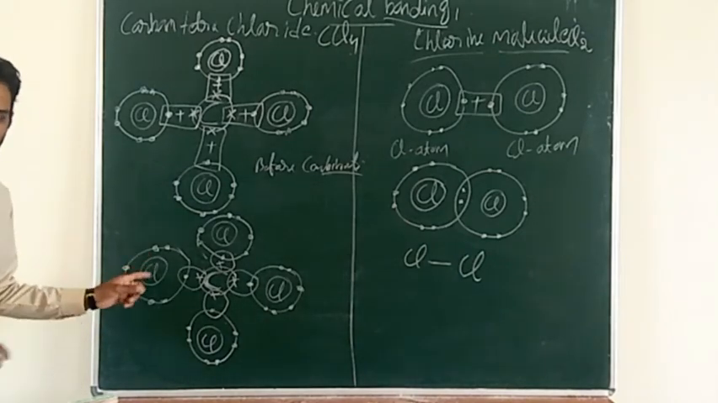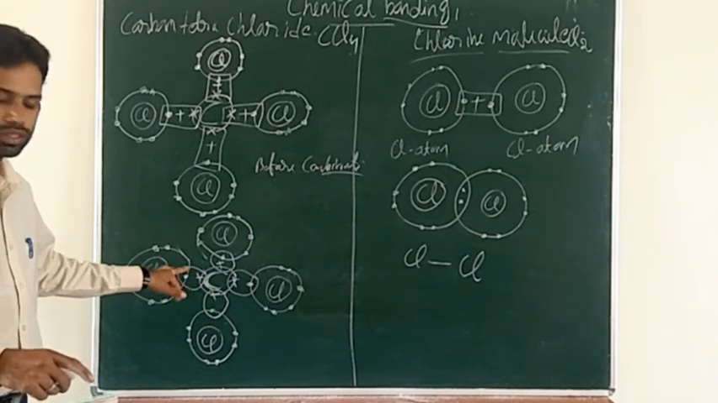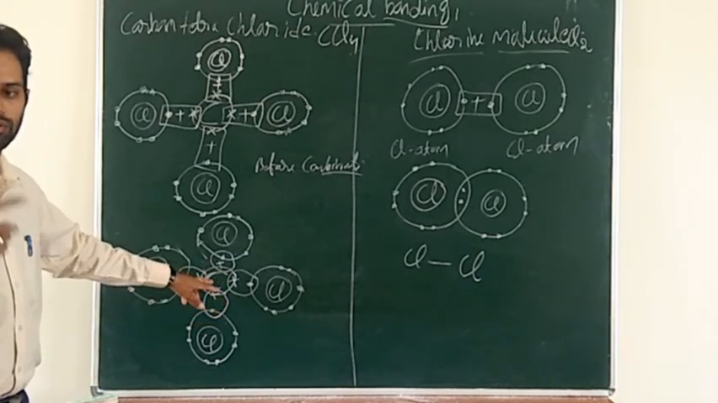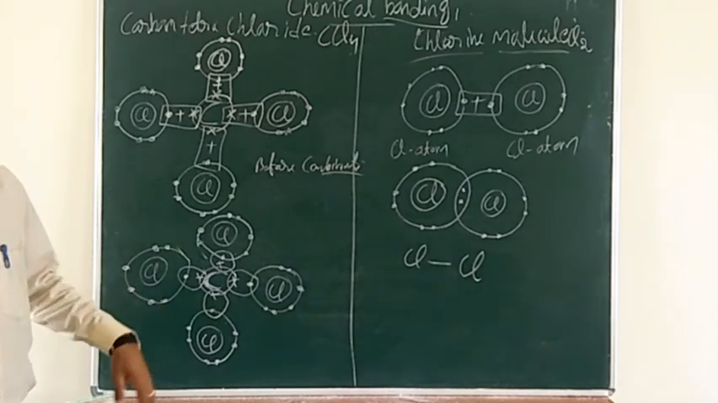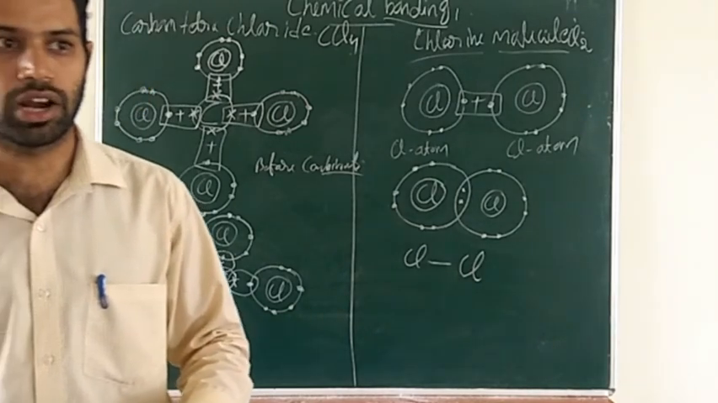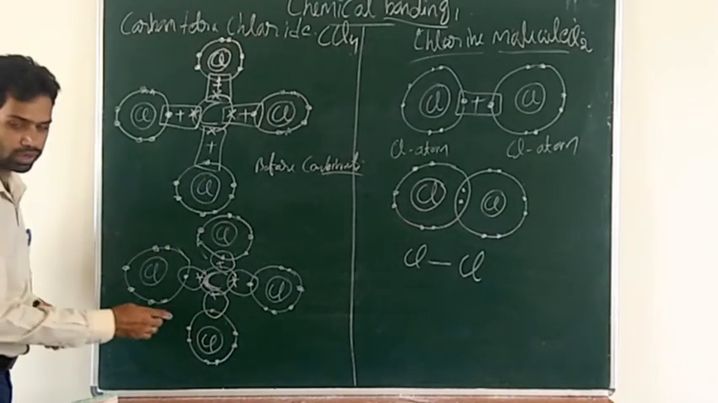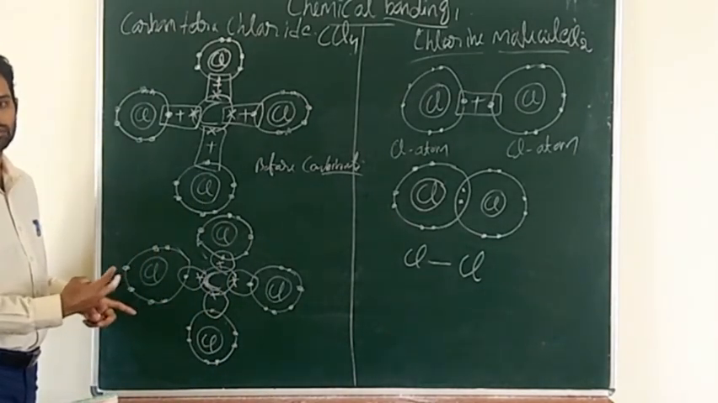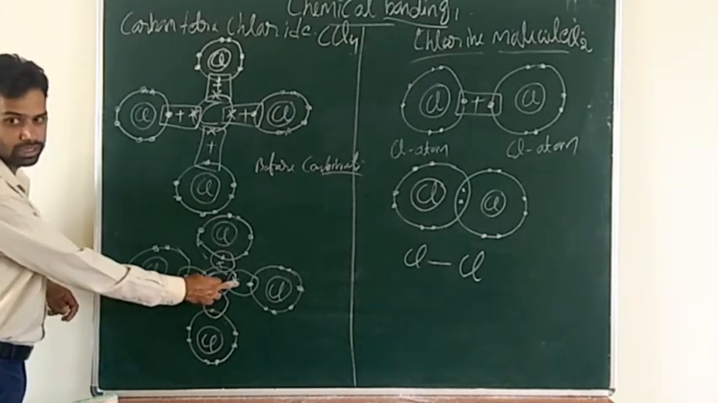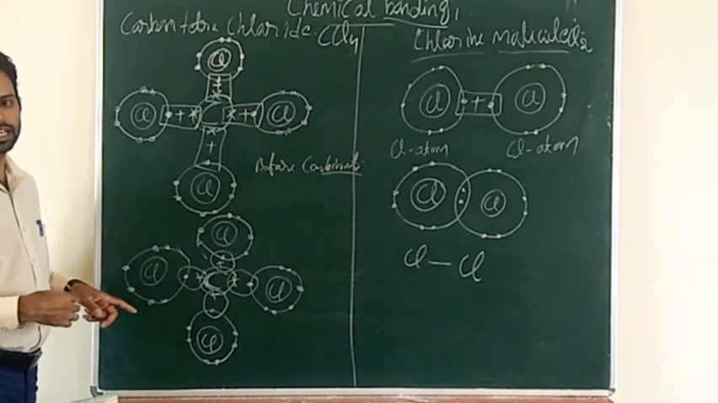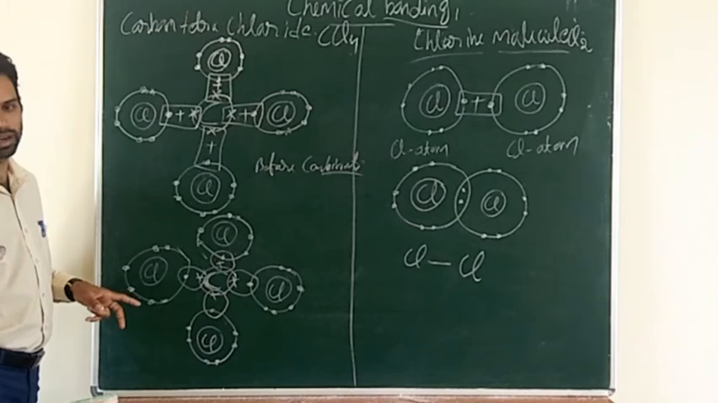By sharing one electron, both chlorine as well as carbon. So carbon shares 4 electrons, chlorine shares 1 electron. By sharing, which state are they going to attain, duplet state or octet state? Octet state. Look at there, how many electrons are there? 8 electrons: 4 pairs, 2, 4, 6, 8. Octet state, not duplet state. Only hydrogen is a duplet state.